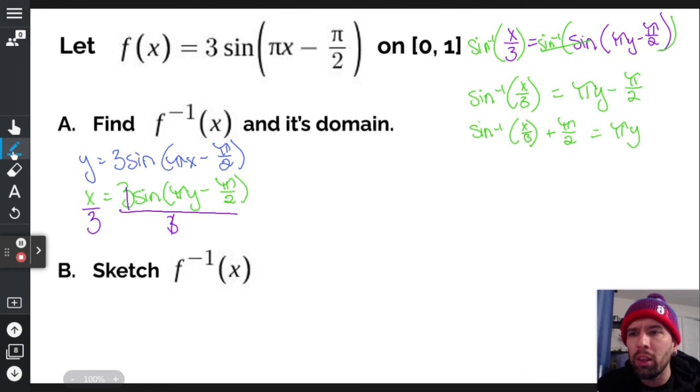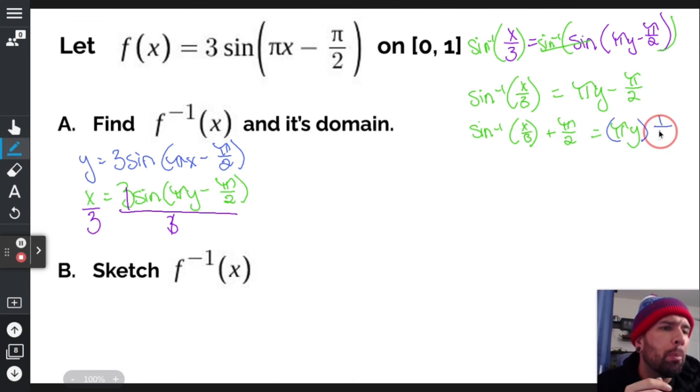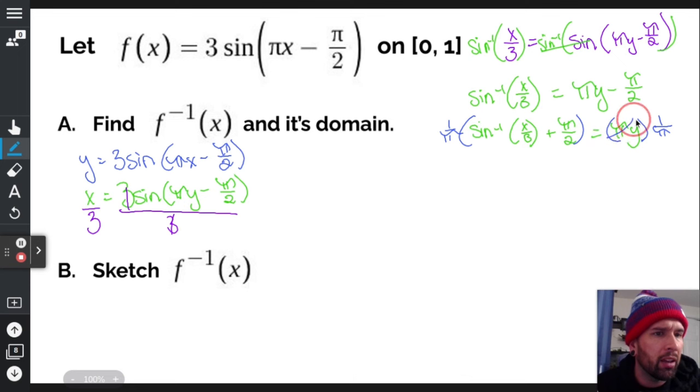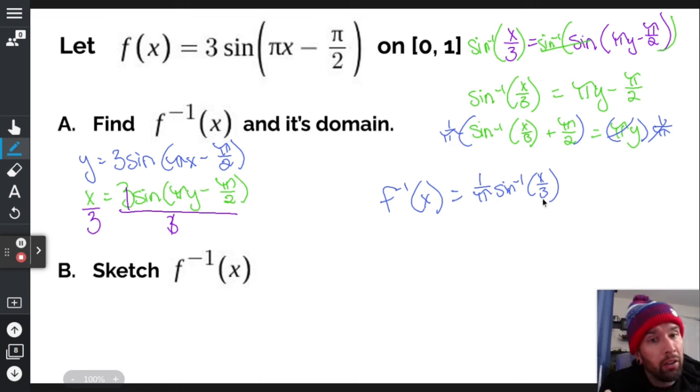And rather than divide everything by pi, which I could do, I'm going to multiply both sides by 1 over pi because it's going to help me deal with the fact that I have two things in distributive property and a pi that's going to disappear. It's going to make it look prettier at the end of the day. Now, the nice thing is y is now all by itself. Y becomes f inverse, so let me write it out as f inverse of x equals 1 over pi times inverse sine of x over 3 plus pi over 2. Distribute. 1 over pi times pi over 2. The pi's cancel out, leaving a half.